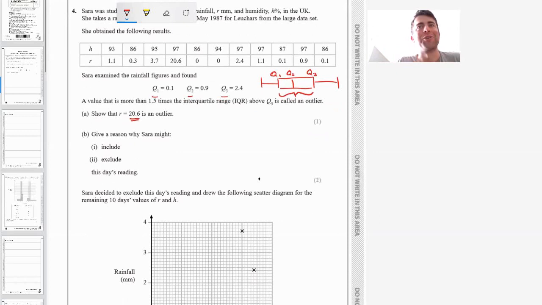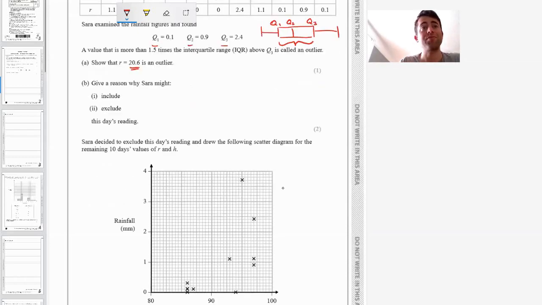Now, your answers to those could be a little bit fluffy. By fluffy, I mean just write down what you think and you'll probably get the mark. There's no advanced mathematics in that question. Just why might you include an outlier? Why might you exclude an outlier in a succinct sentence?